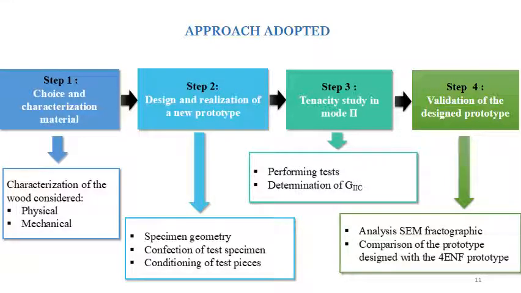To determine G2C we adopted this succession of steps. Step 1: choice and characterization of the material. We have conducted a complete physical and mechanical characterization of the wood considered. Step 2: design and realization of a new prototype, specimen geometry, confection and conditioning of test pieces. Step 3: study of the toughness in mode 2 by carrying out tests and determination of G2. Step 4: validation of the designed prototype. To do this, we analyzed SEM fractography and performed a comparison of the improved prototype with the 4ENF prototype.